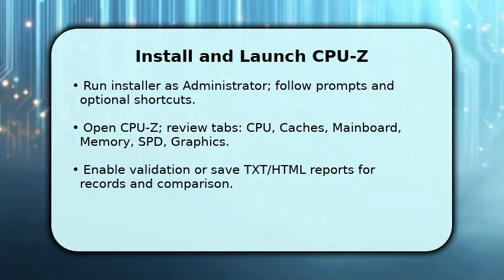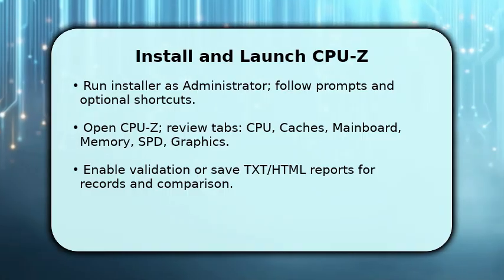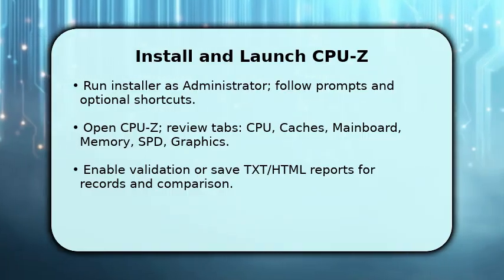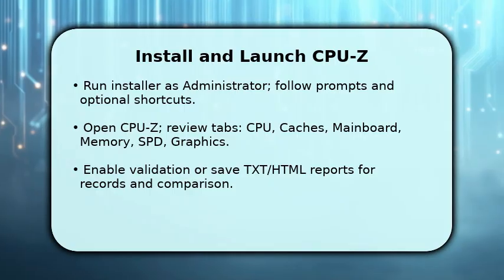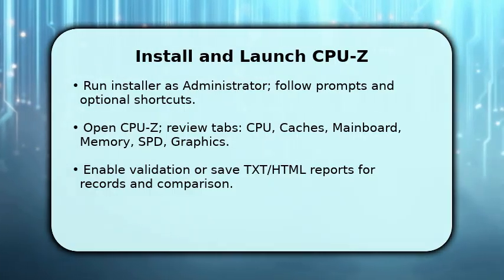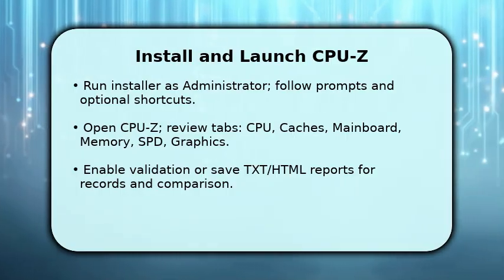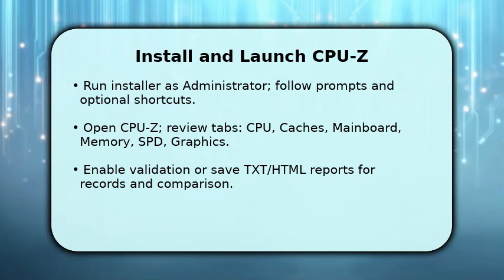After launching CPU-Z, inspect the primary tabs. CPU shows model, core clocks, and multipliers. Caches lists cache sizes. Mainboard and memory reveal chipset and timings. Once you understand the layout, use the validate function or save report to export txt/html files for later comparison.